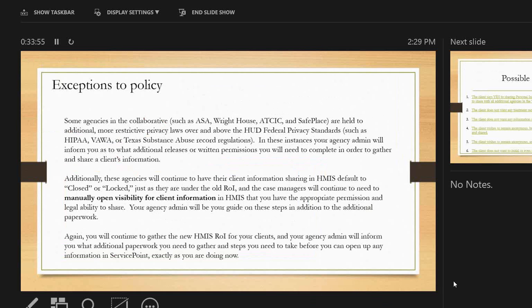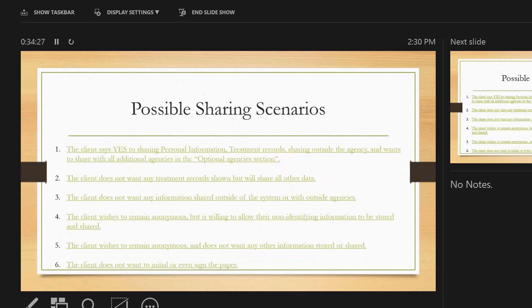So we made this ROI with the intention of covering every agency that we possibly could, and covering the option for open sharing whenever a client wished to do it from the very beginning. But for some of these additional restrictions or additional laws, agencies need some agency-specific forms in these cases. So we've deferred back to the experts at the agencies, the agency admins and privacy officers, and unfortunately that does mean that we still need to take some extra steps for those agencies' clients to manually open up their information.